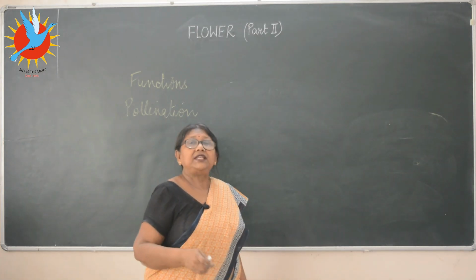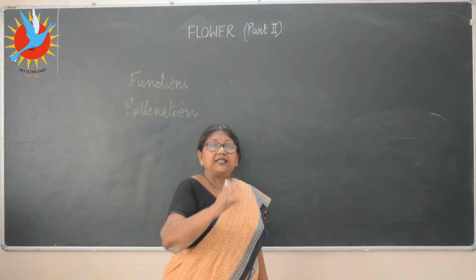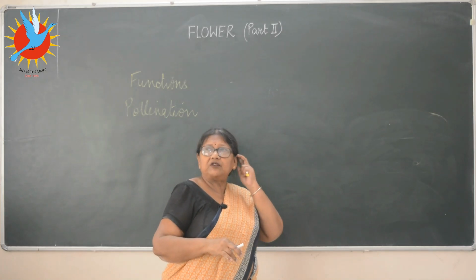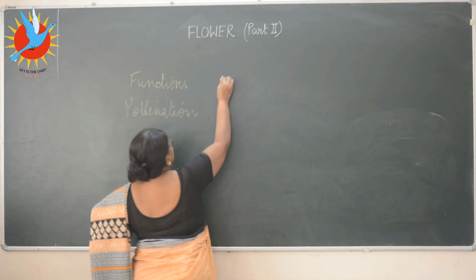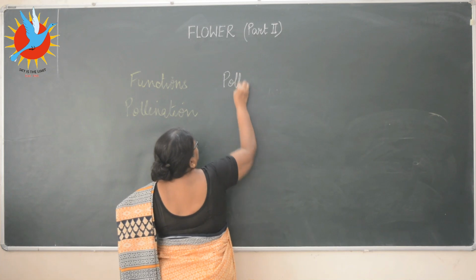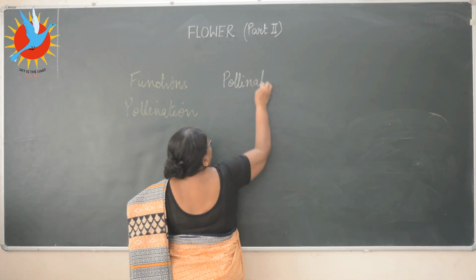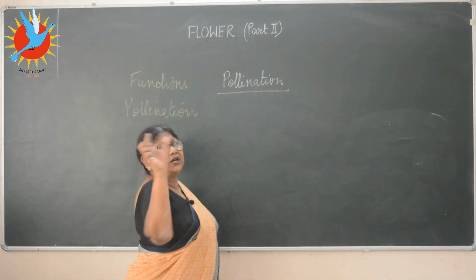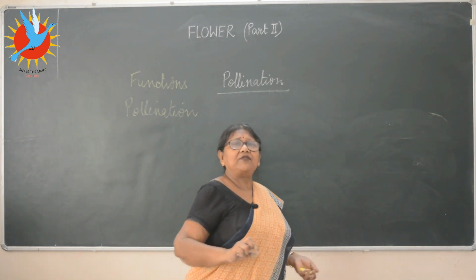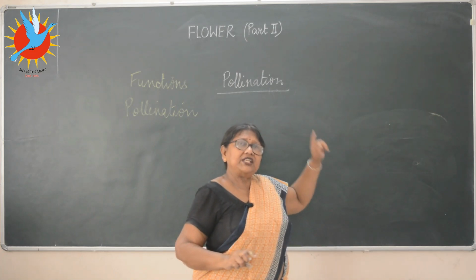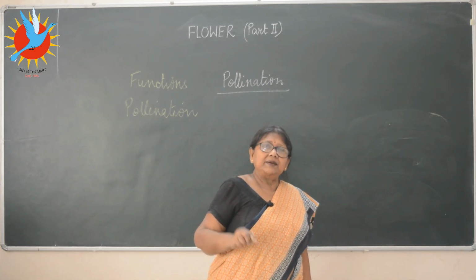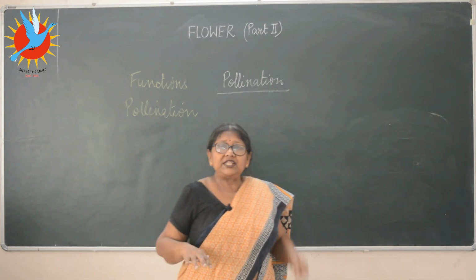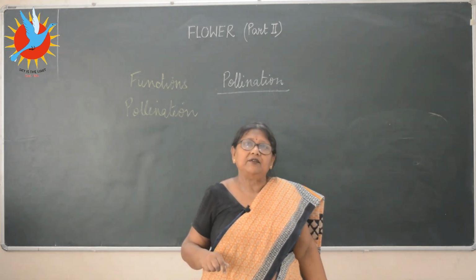So we start with the different functions of the flower, or we can say different phases for the formation of a new plant. So we start with pollination. Does this name strike something in you? Can you connect the word with something that we have already done? Pollination. Does it seem similar to you with pollen? Yes, pollen grains. Pollination is a process carried out by the flower.